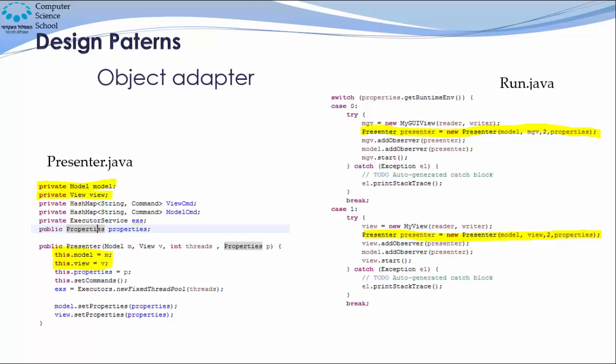One more pattern is called the object adapter. The adapter contains an instance of the class it wraps. In this situation, the adapter makes calls to the instance of the wrapped object.